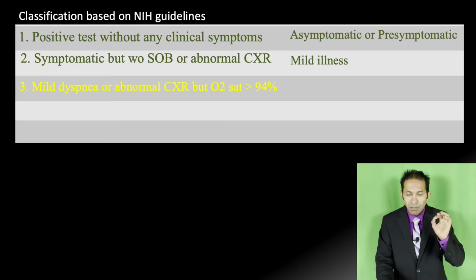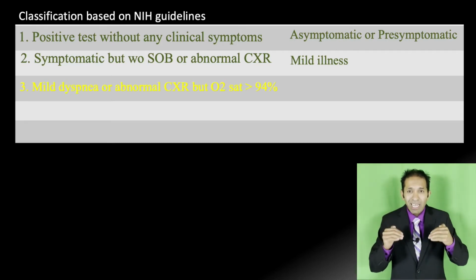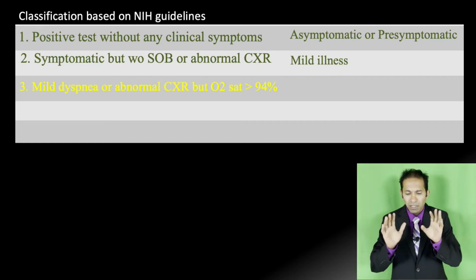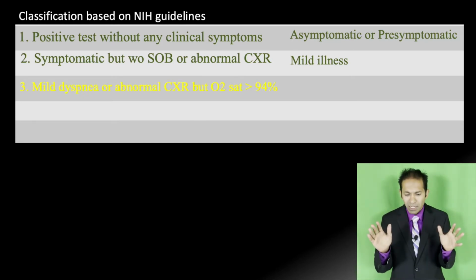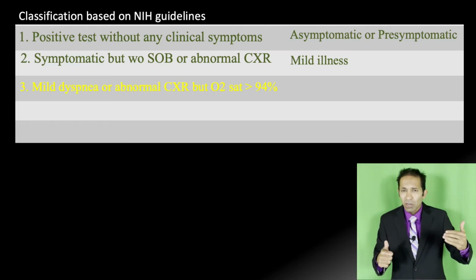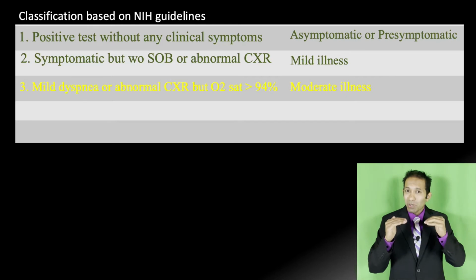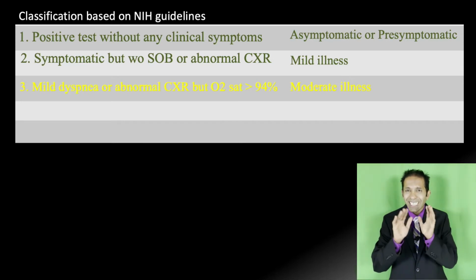Classification number 3, in yellow: patients who have mild dyspnea on ambulation or abnormal chest X-ray, but oxygen saturation more than 94%. So these patients are not hypoxic, but they do have a little bit of shortness of breath on ambulation. They have an abnormal chest X-ray. We classify them as moderate illness. I have shown it in yellow because they can get sick. They need close observation, and they might need treatment. We'll talk about that in the next couple of minutes.